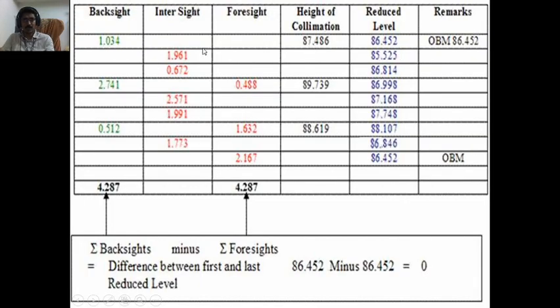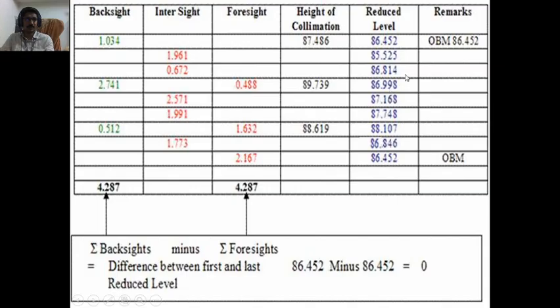If I require the RL of these three points, how to determine it? Height of instrument minus this, height of instrument minus this, height of instrument minus this, until this point, the same position, right? So you obtain these values. Now you have obtained the RL of all four stations, up to 86.998.